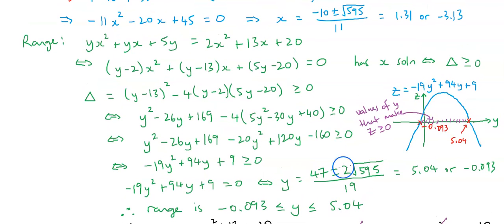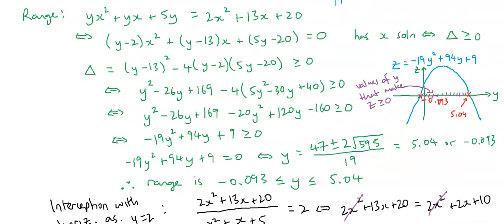So clearly the negative 0.093 goes with the x value of negative 3.13, and the 5.04 goes with the x value of 1.31. So there's some of the working for that. I guess when you do it in your exam, you don't have to be so detailed, like you don't have to draw this little parabola if you don't want to, but it's up to you.